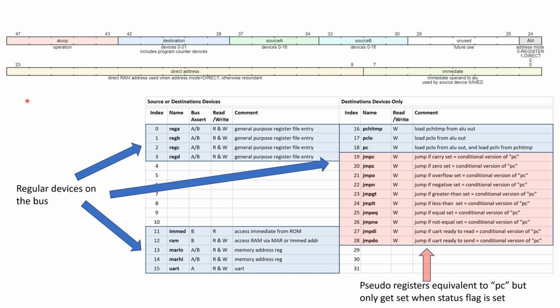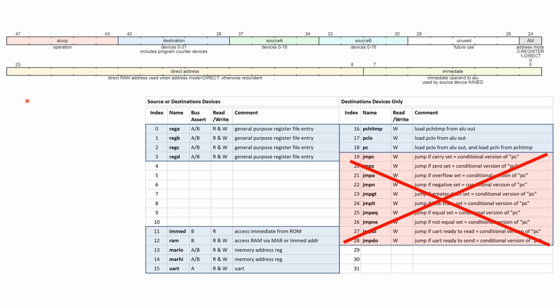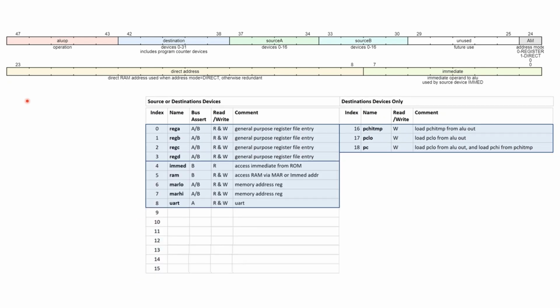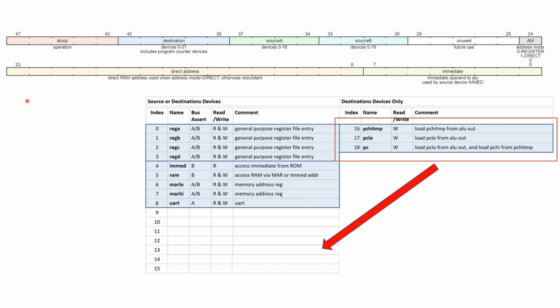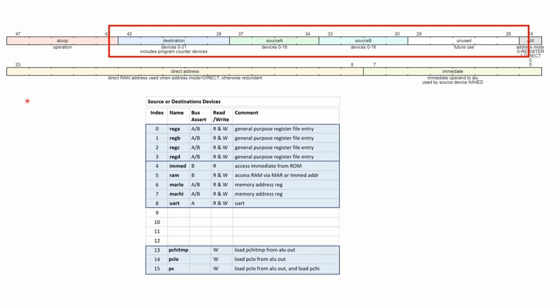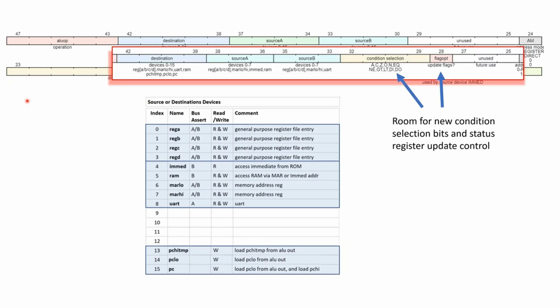So let's just move a few things around. We'll get rid of those first. And then we'll take these devices, move them up the table, take the program counter devices and pull them over here. Now, looking back at the instruction encoding, we've got this section at the top here, which encodes devices. And these now ought to take fewer bits because there are fewer slots in this table. And indeed, the destination now takes 4 bits and the two sources take 3 bits.